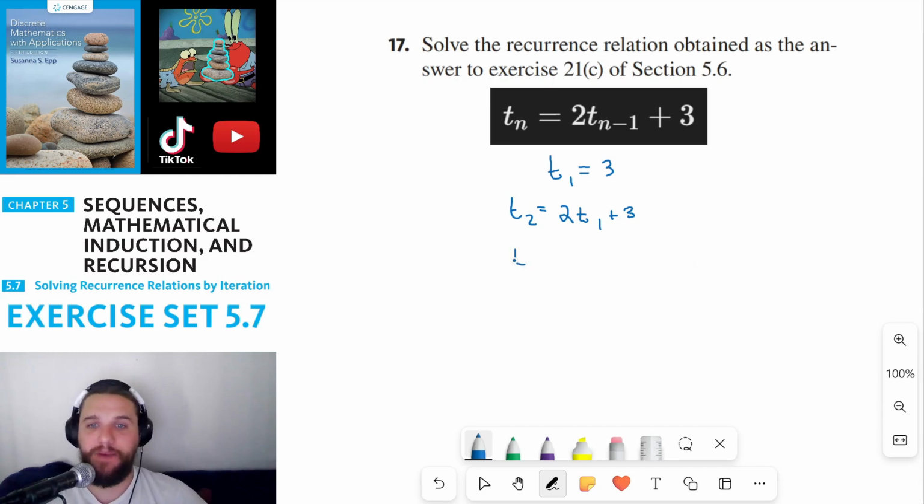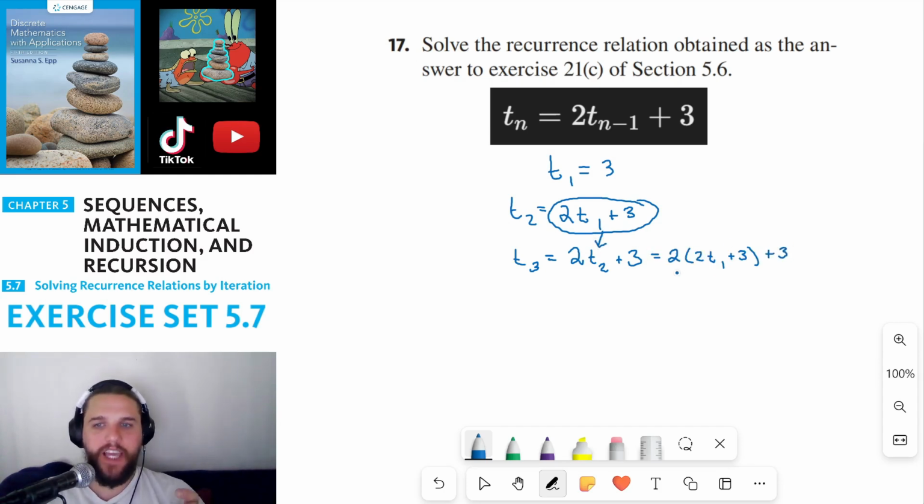Now let's find t sub 3. T sub 3, according to the recurrence relation, is 2t sub 2 plus 3. But we want all of our terms in terms of t sub 1. So I'm going to substitute what we got for t sub 2 into t sub 2 here to get 2 times 2t sub 1 plus 3 plus 3. The next thing I'm going to do is distribute the 2.